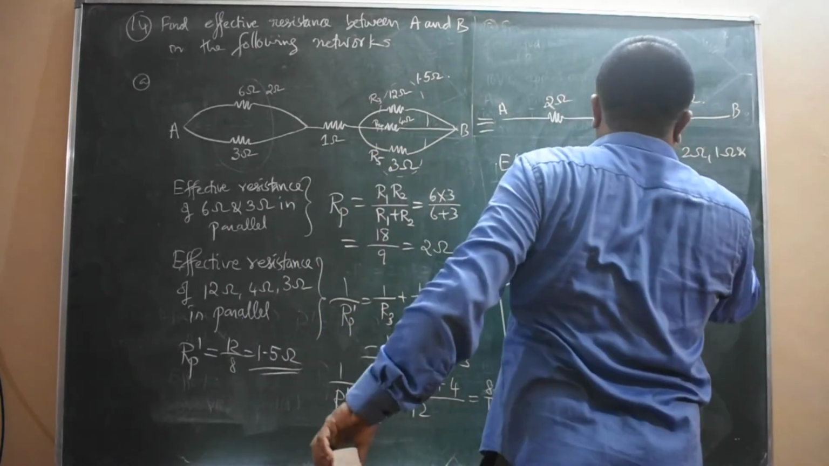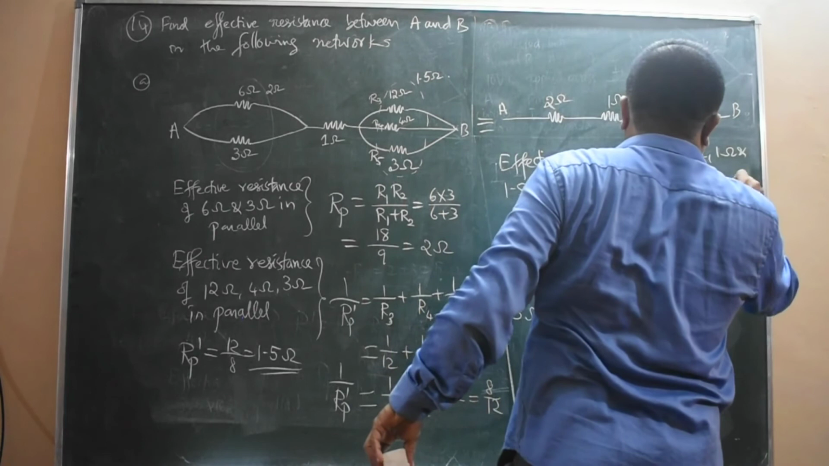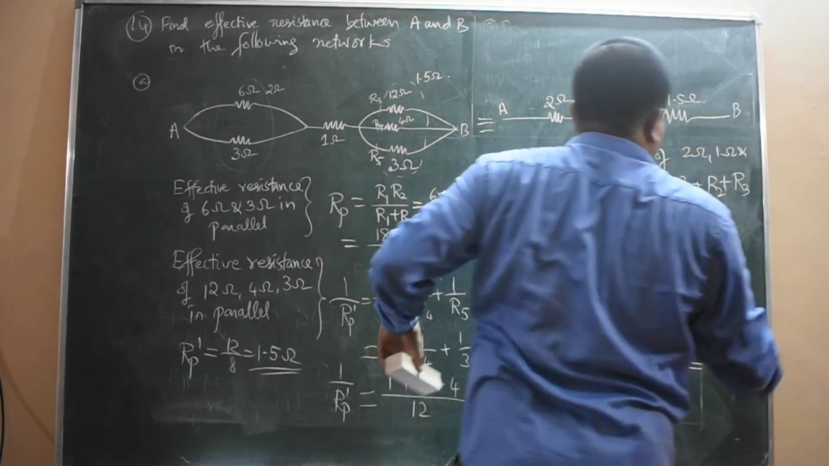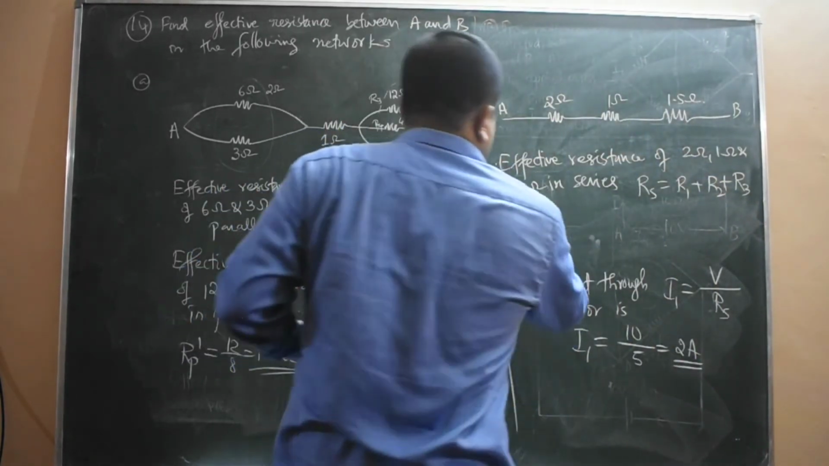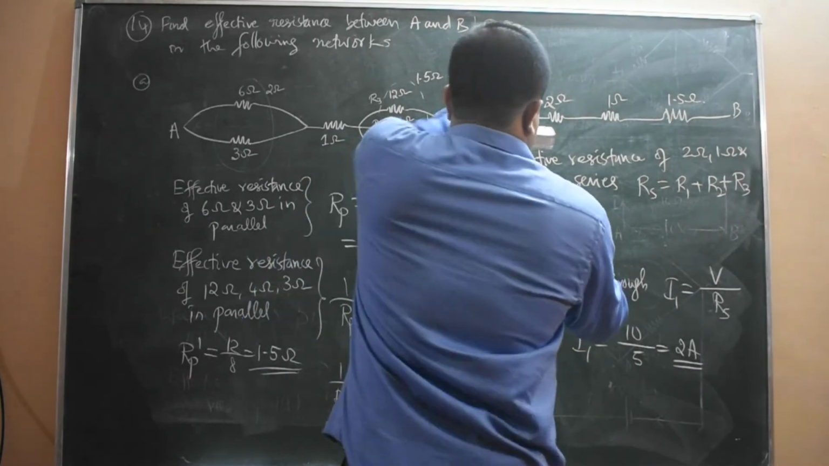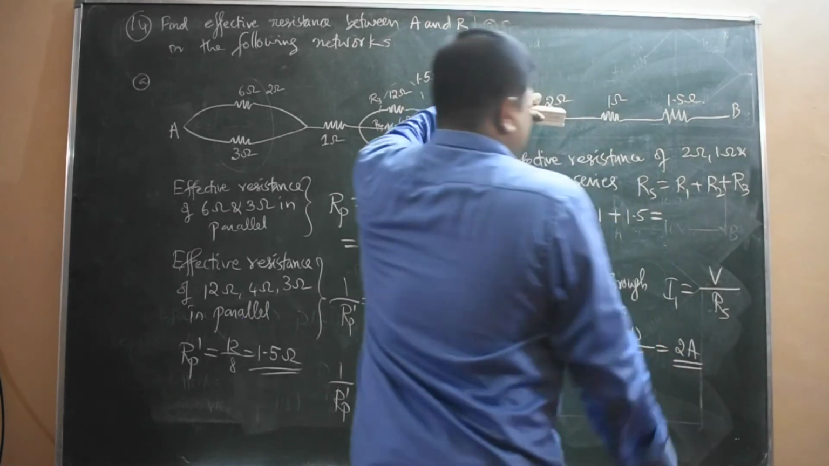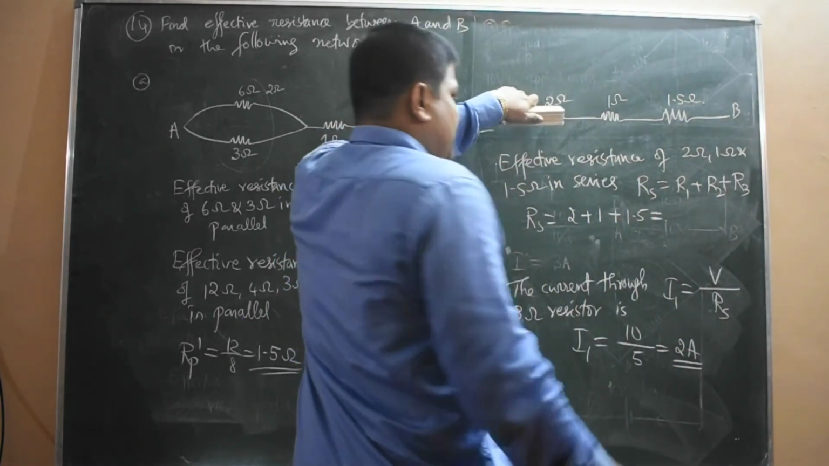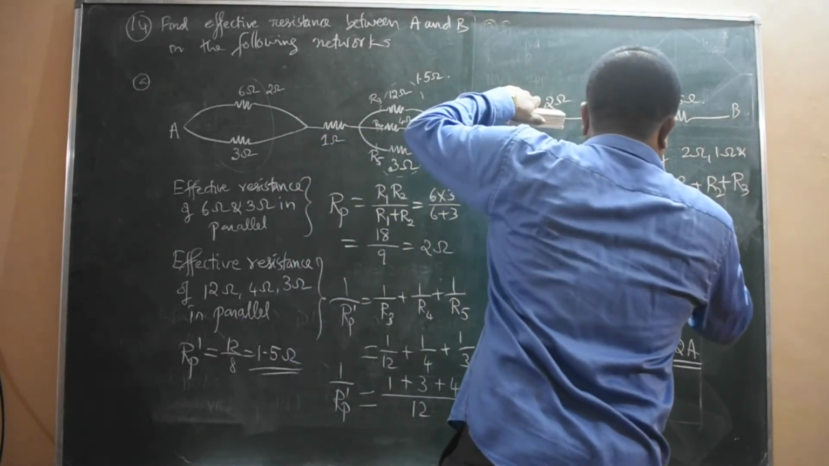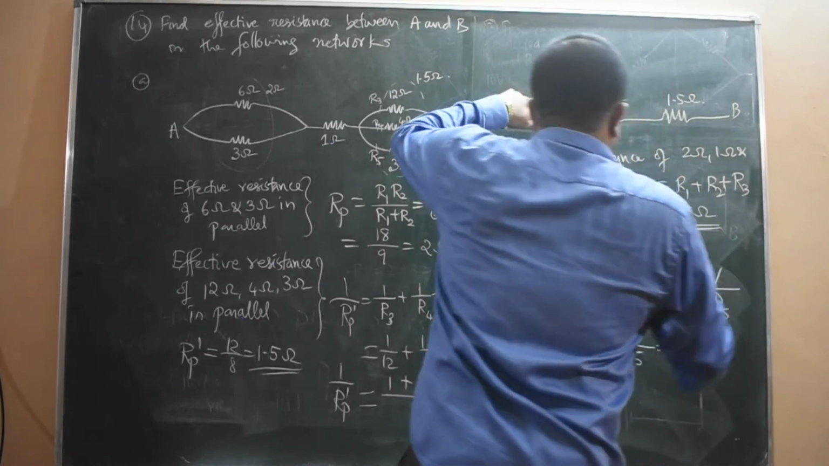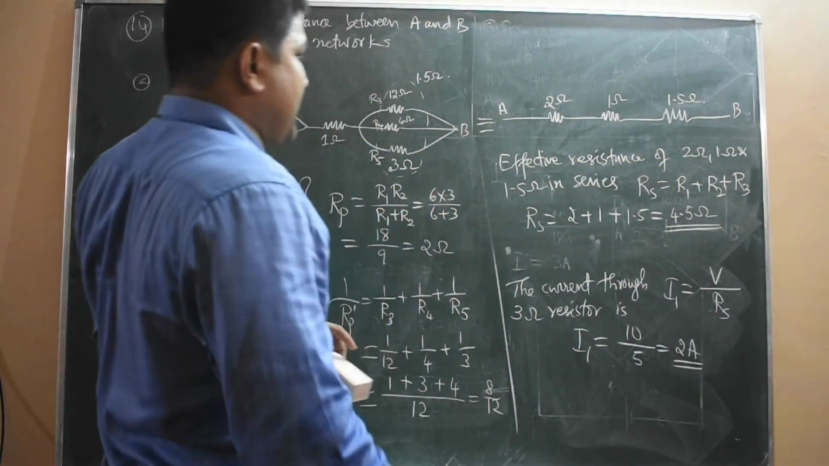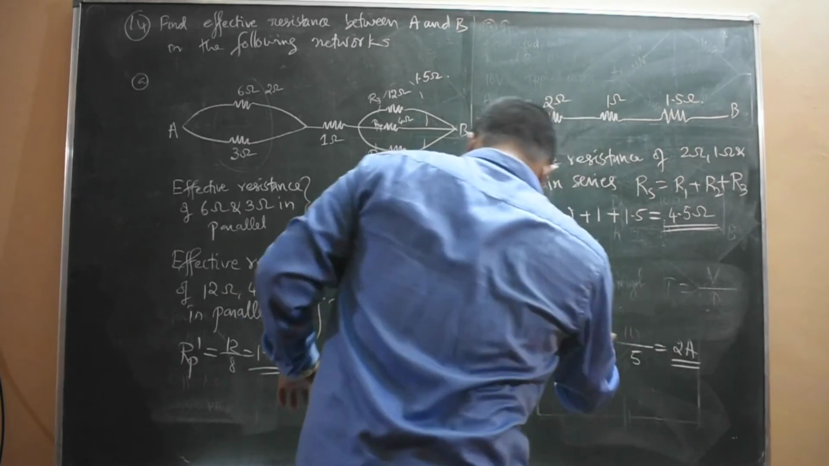So the RS formula is R1 plus R2 plus R3, adding all three resistors, but just for formality I will write the formula. So RS is first resistor 2 ohm, then 1 ohm plus 1.5 ohm. So it is 2 plus 1, 3 plus 1.5, so it is 4.5 ohm. This is the effective value of resistance between A and B. So that's all about this problem.